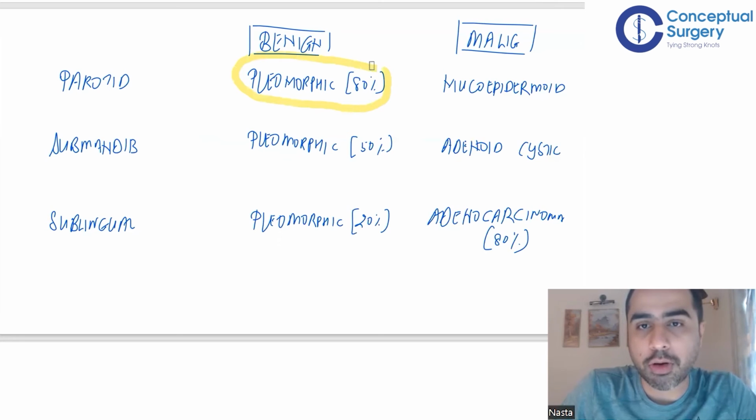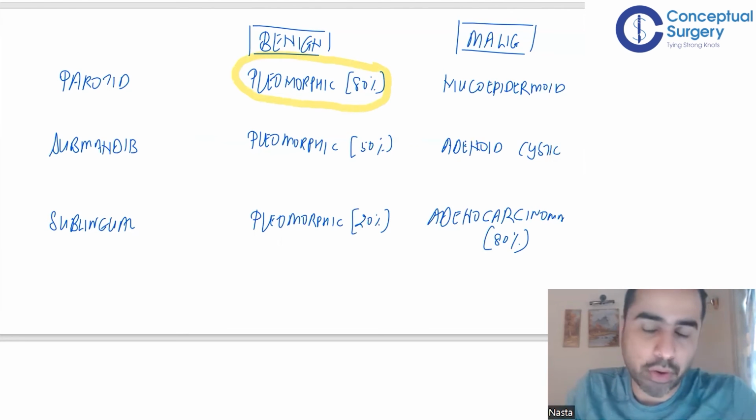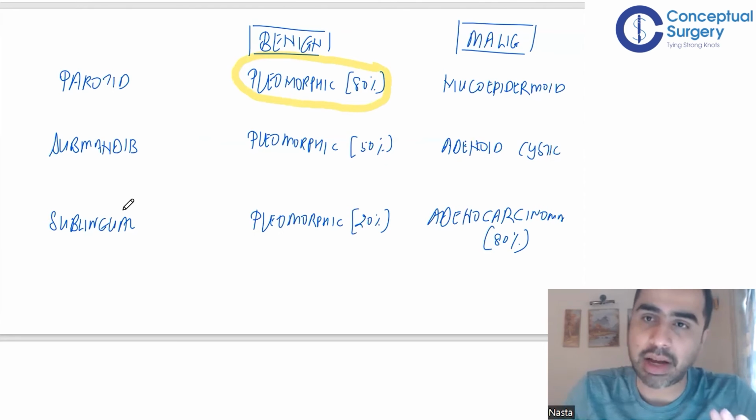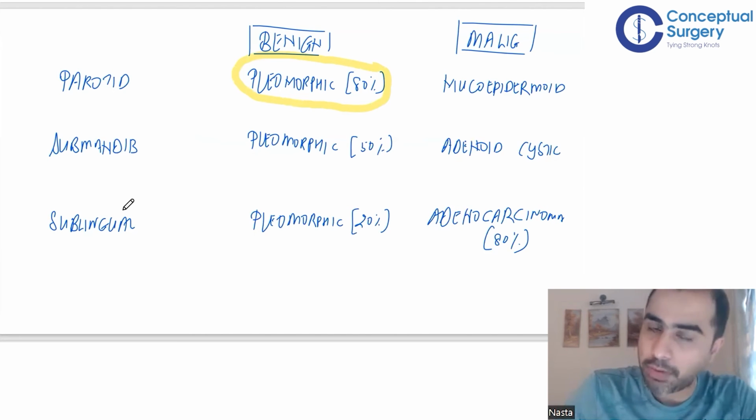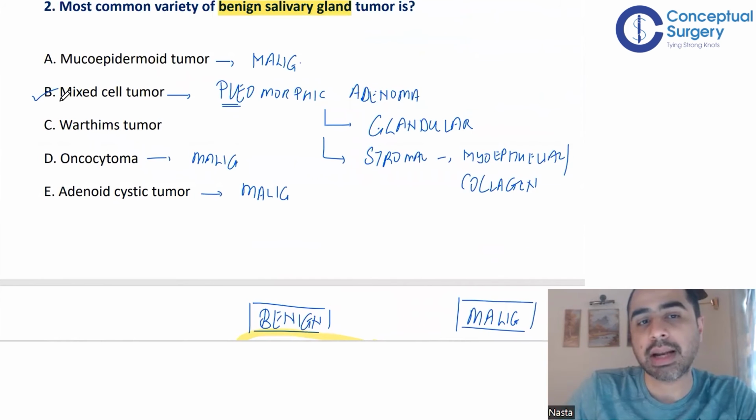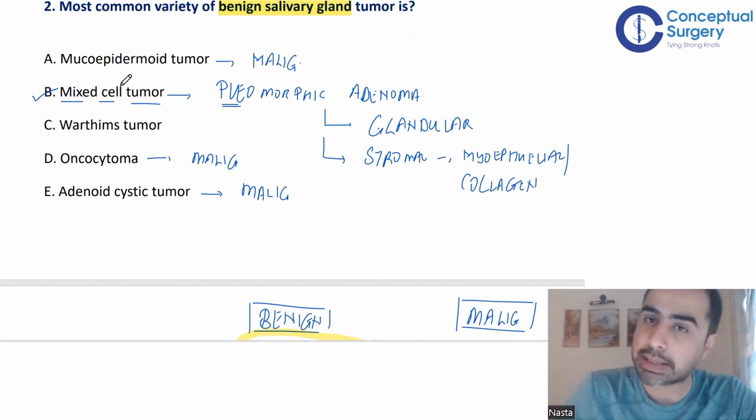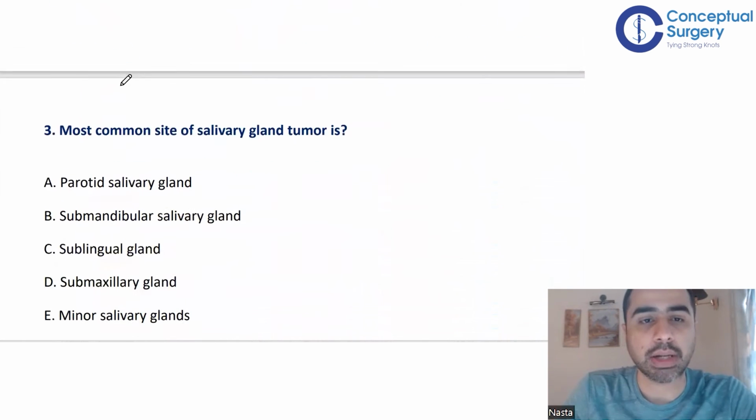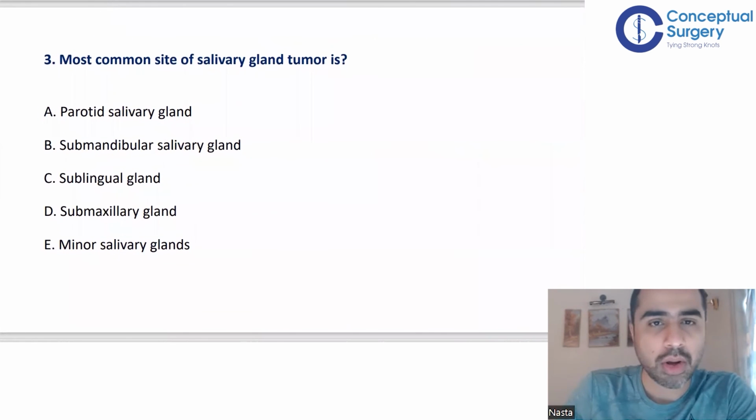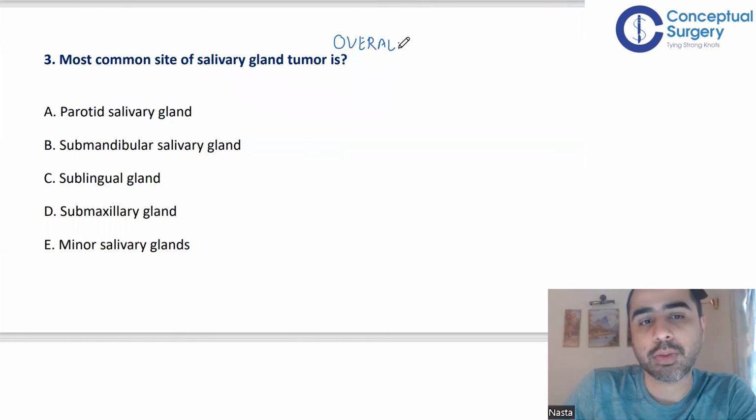Let us not assume pleomorphic is exclusive to parotid. It is not. It is seen in all the salivary glands. And pleomorphic adenoma is also commonly called mixed salivary tumor. So that is the next answer. Now, the most common site, this is a little incomplete, the most common site of salivary gland tumor overall. Overall, where do you get salivary gland tumors? The answer is going to be parotid. Parotid overall is the most common site of salivary tumors.